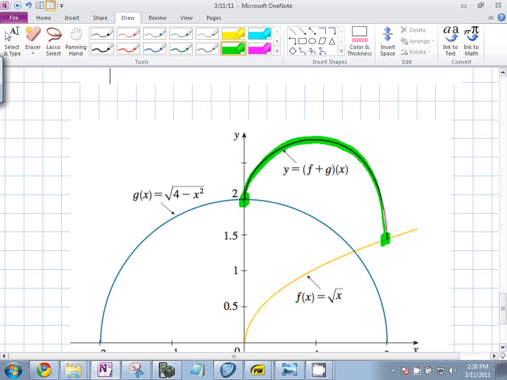Yes. What was the domain here? The domain of g of x was? Yes. And what's the domain of this one? X greater than or equal to 0. So the domain better be the intersection of the two. So where does it go to? It goes all the way to 2, and it stops at 0. So does that match visually what we figured out numerically?